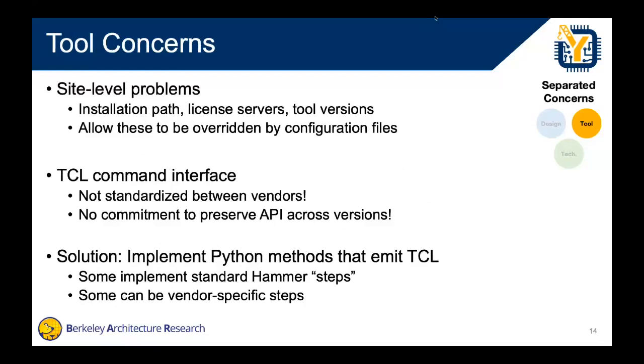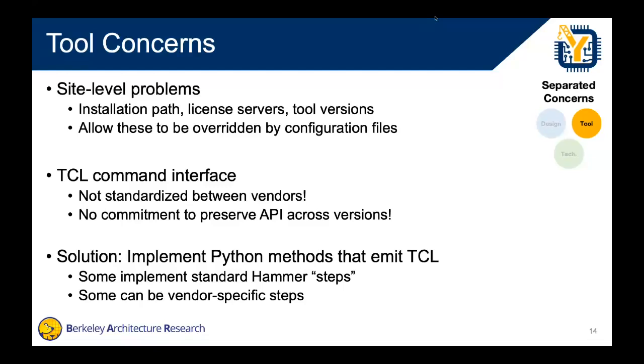And so this leads into our tool concerns. Some of the things here are pretty simple, like where do my Cadence tools live? Where's my license server? What version do I have installed? And these are all overridable in Hammer by configuration files, which look pretty much like IR. They're YAML or JSON. But the real meat of the tool concern is how do you draw a power strap in Innovus, or how do you draw it in ICC2, ICC, things like that. It's how you convert from intent to a specific Tcl command.